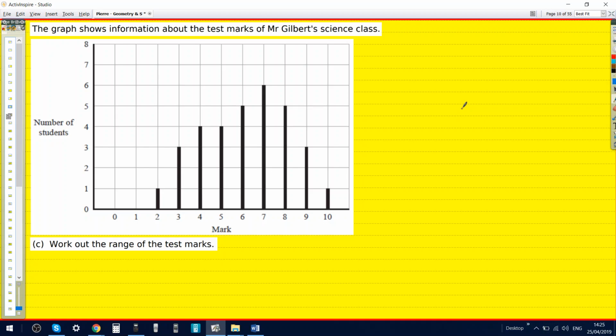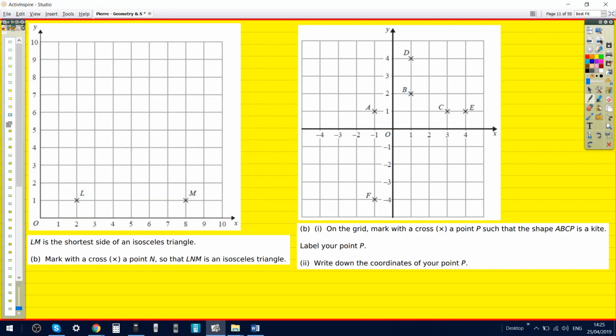Okay. Work out the range of the test marks. So it's going to be 10 take away 2, which is 8. Well done. That's all it is. That's great.